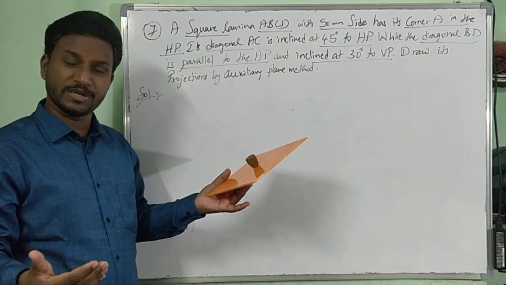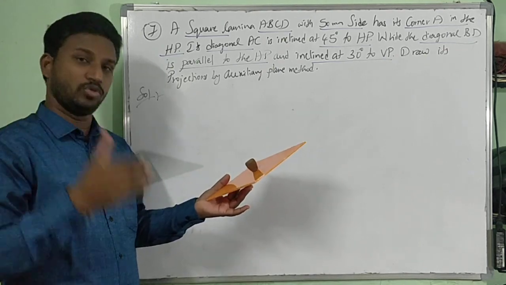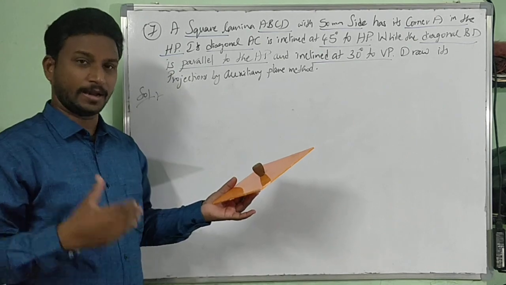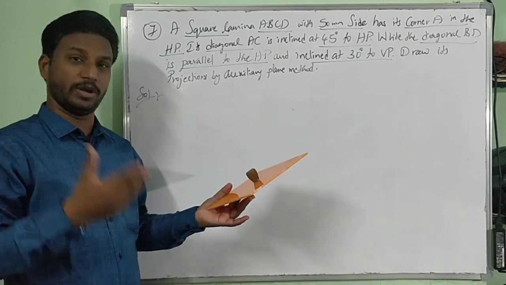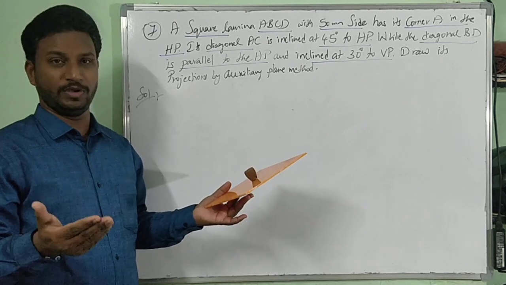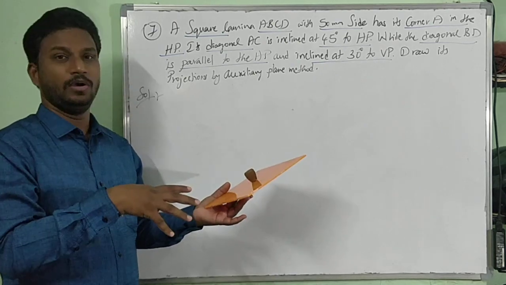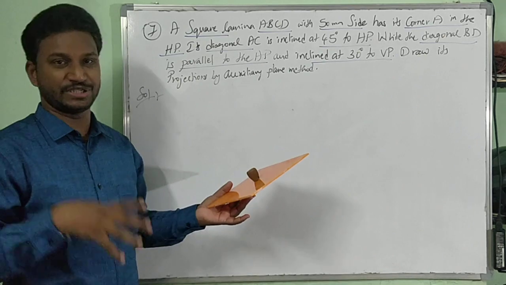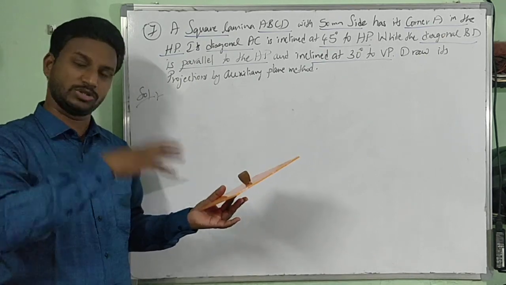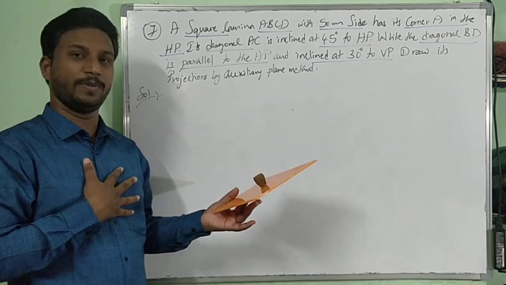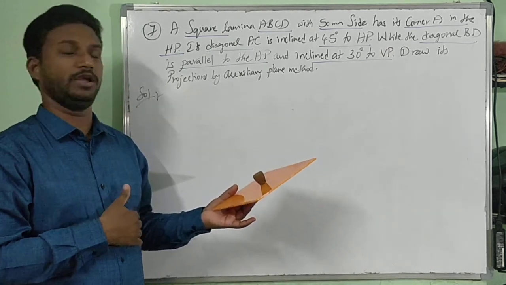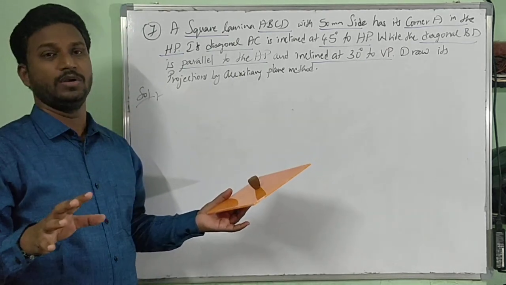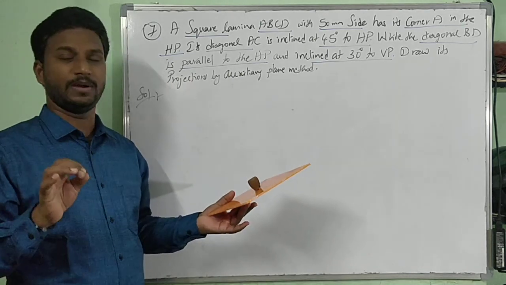Successive auxiliary views means we have to draw the true shape first, and then we have to draw an auxiliary inclined plane, inclined to HP and perpendicular to VP. We will get one auxiliary top view, diminished shape. Then we next go for an auxiliary vertical plane, which is inclined to VP and perpendicular to HP, where we will get the auxiliary front view. Once again I am revising, keep this in mind.